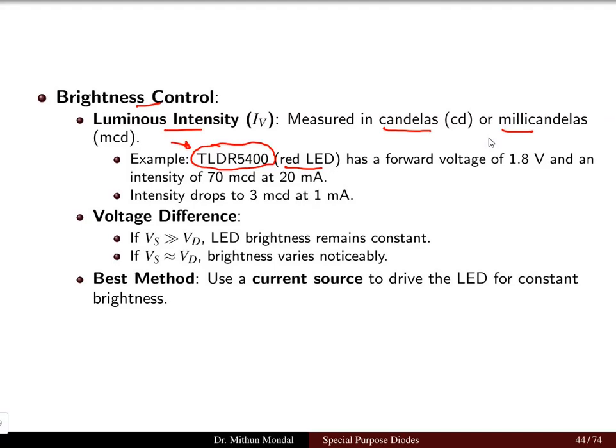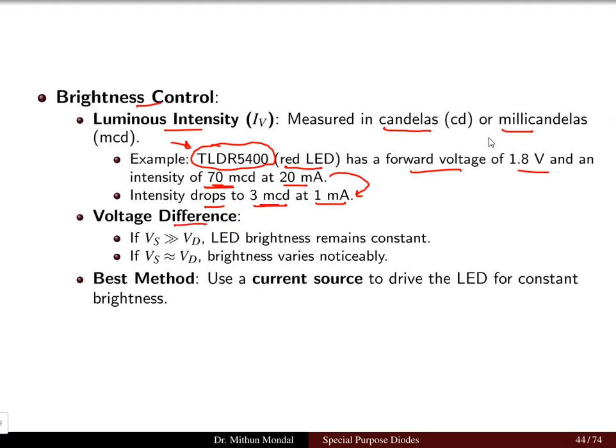The red LED has a forward voltage of 1.8 volts and an intensity of 70 millicandela at a current of 20 milliamperes. The intensity will drop to 3 millicandela at 1 milliampere. So if you reduce the current from 20 to 1 milliampere, the intensity, that is the brightness, also reduces from 70 to 3 millicandela.